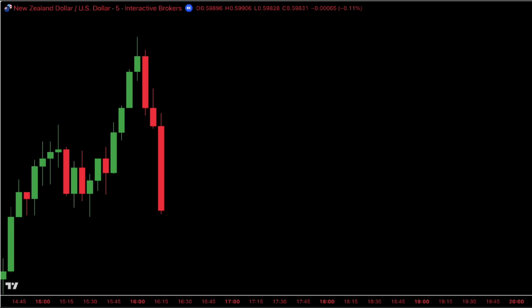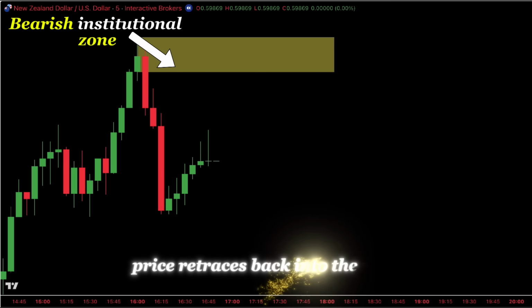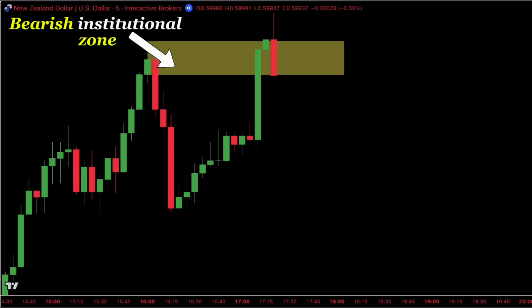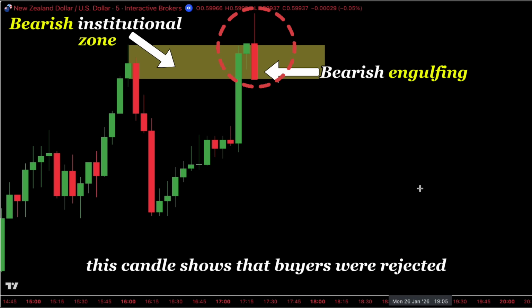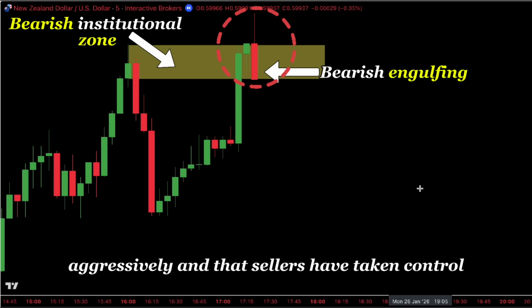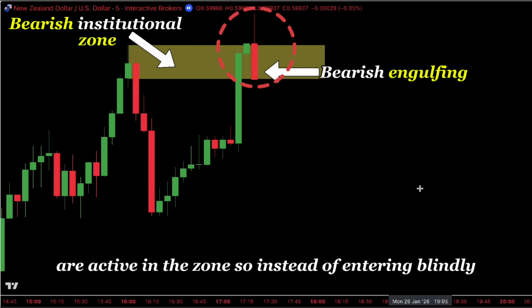Now let's look at another example. Here, we have a bearish institutional zone. Price retraces back into the zone, and then forms a strong bearish engulfing pattern. This candle shows that buyers were rejected aggressively, and that sellers have taken control. This is a clear confirmation that institutions are active in the zone.